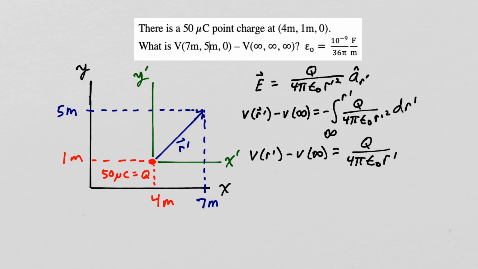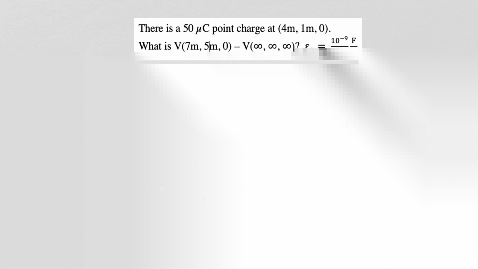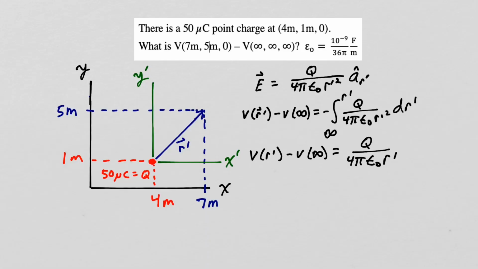So the potential difference between r prime and infinity is Q over 4 pi epsilon sub 0 r prime, where r prime is the distance between our charge and the point where we're finding the potential. This potential difference is the amount of work it takes to move 1 coulomb of charge from infinity to r prime. And that amount of work does not depend on where you put the origin of your coordinate system. So the potential difference just depends on that distance between Q and the point where you're trying to find your potential.